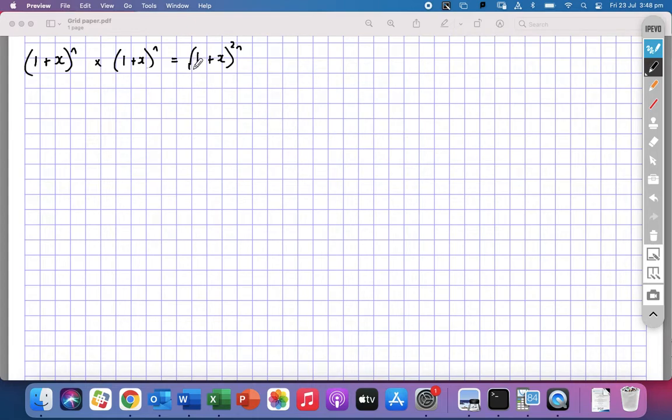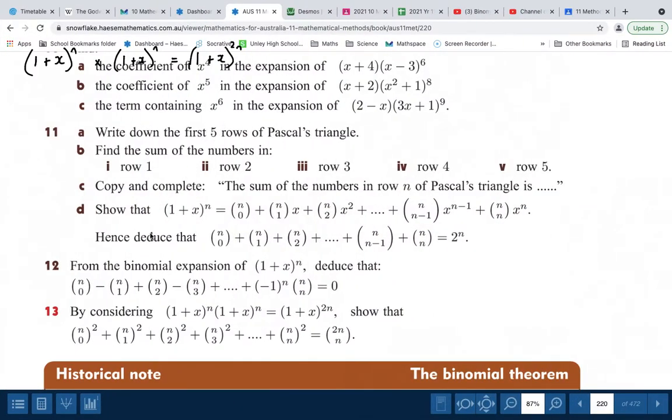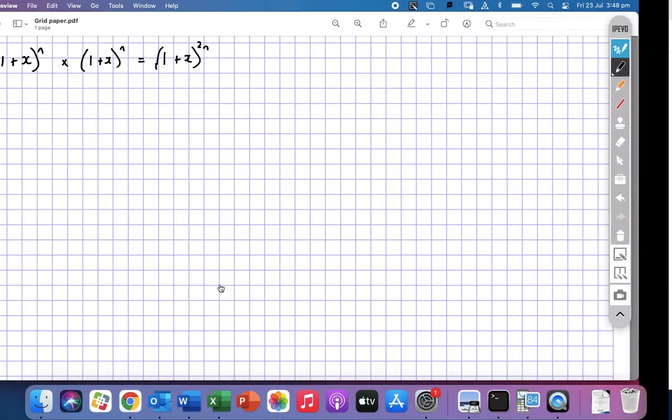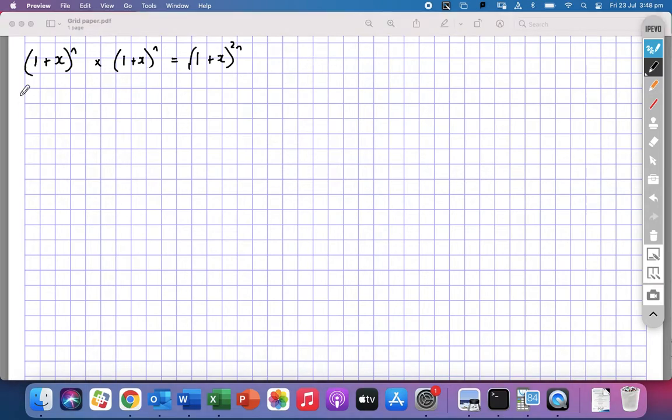So in question 13, we're trying to show that n choose 0 squared plus n choose 1 squared, etc., all the way up to n choose n squared, is 2n choose n. Okay?